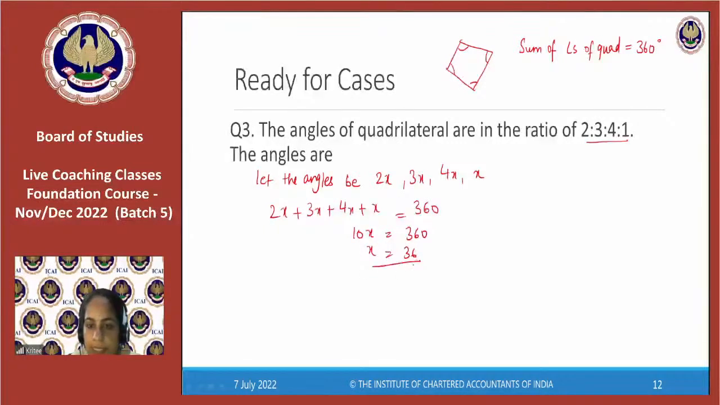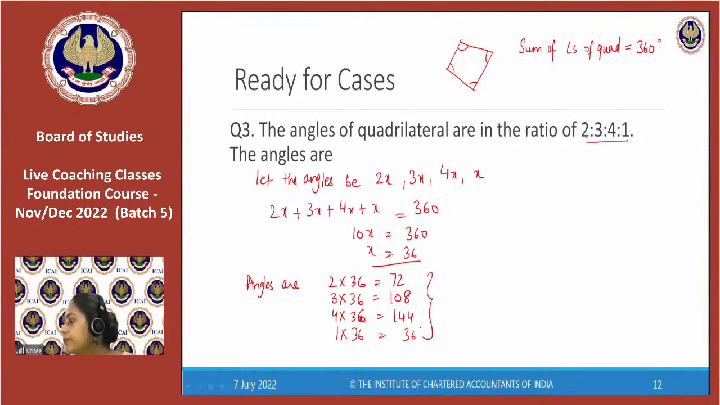Once you get x, substitute. Multiply each ratio with this x. So your angles are 2 times 36, 72. 3 times 36, 108. 4 times 36, 144. And 1 times 36 is 36. Any problem? I hope this is understandable, right? I think, Ronak, you have missed one of the factors. All right. Are we done with this? The easier one again.